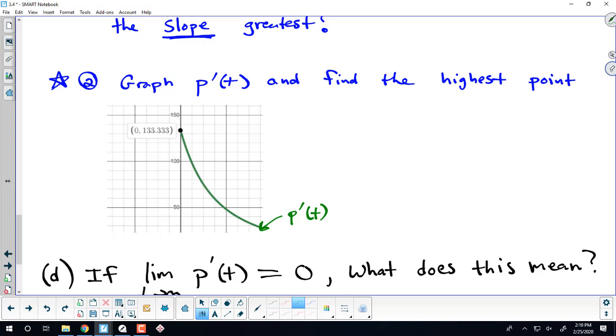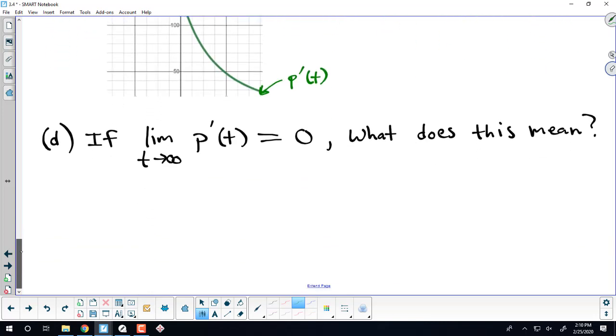Does anyone have any questions on that? So we really don't find max and mins by using calculus or algebra until chapter 4. Part D, if the limit as t approaches infinity of P prime of t equals 0, what does this mean? So remember this limit right here, that's steady state. So we're computing the steady state of the growth rate function.